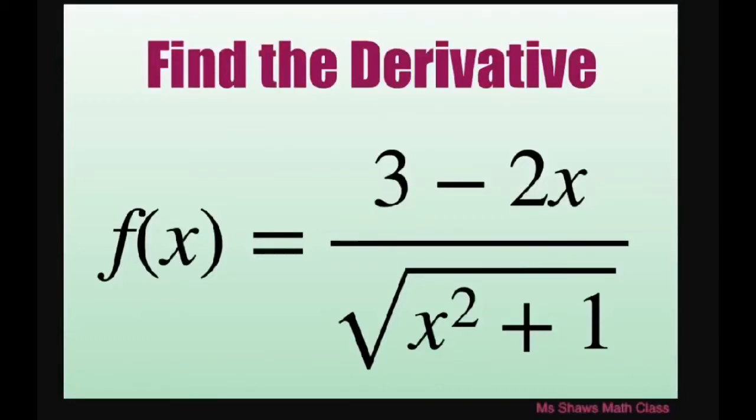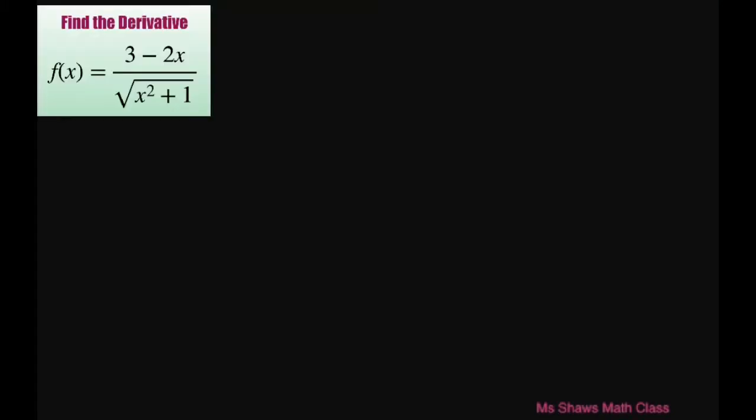Hi everyone, we're going to find the derivative of f of x equals 3 minus 2x divided by the square root of x squared plus 1. We're going to use the quotient rule for this, and to set it up, I'm going to set it up here in case you're a little bit new to it.